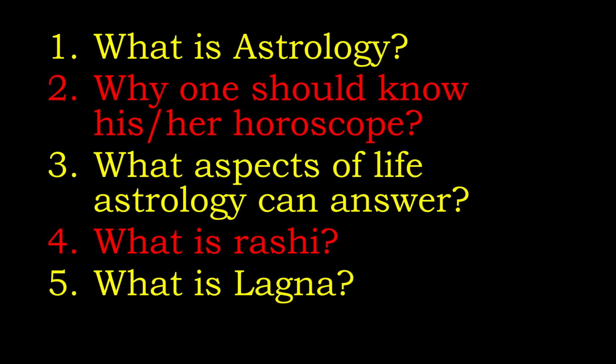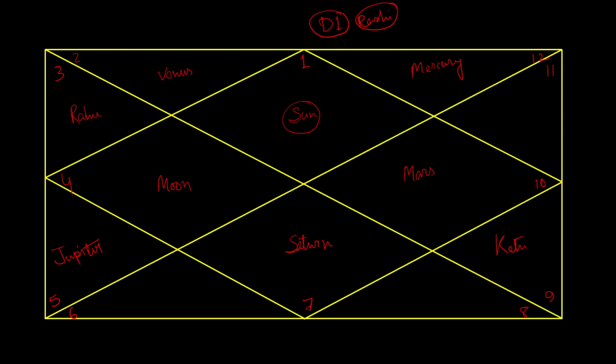How these aspects, or how the area of a native, will be predicted, we will discuss in our upcoming videos in detail. So different aspects: all these 12 houses I have shown here, starting from 1 up to 12, represent different aspects of life. The first house is known as the Tanubhava, or the physical appearance. It is your outlook in the society. It is the fame and recognition also.